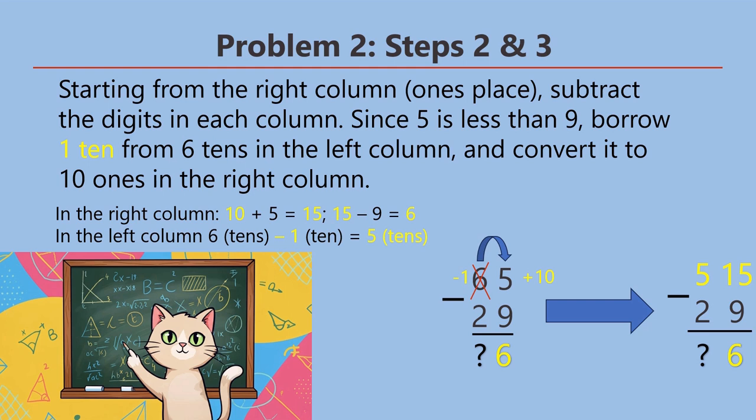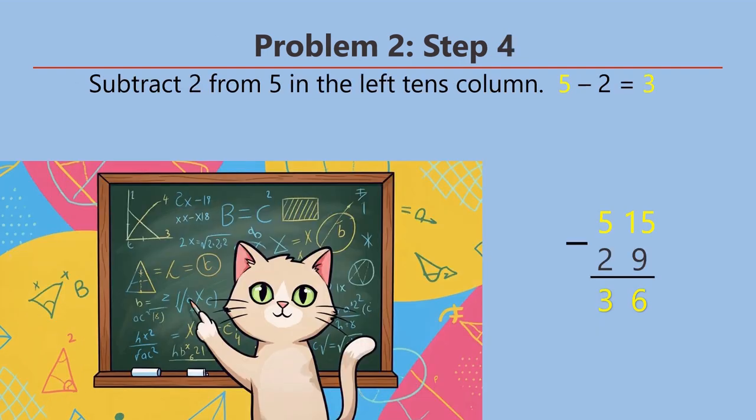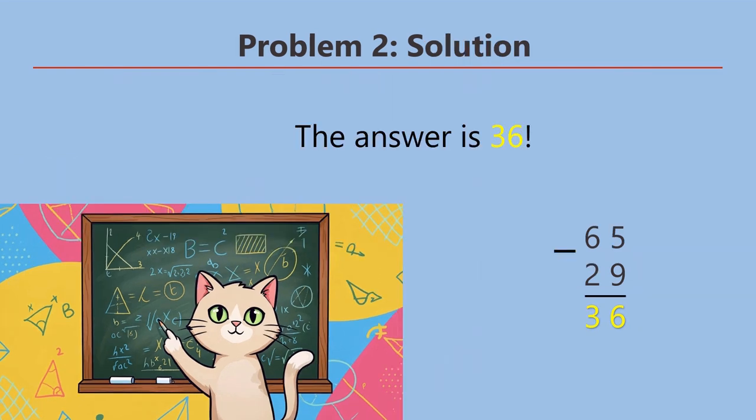In the right column, 10 plus 5 is equal to 15, 15 minus 9 is equal to 6. In the left column, 6 tens minus 1 ten equals 5 tens. Step 4. Subtract 2 from 5 in the left tens column. 5 minus 2 is equal to 3. The answer to problem 2 is 36.